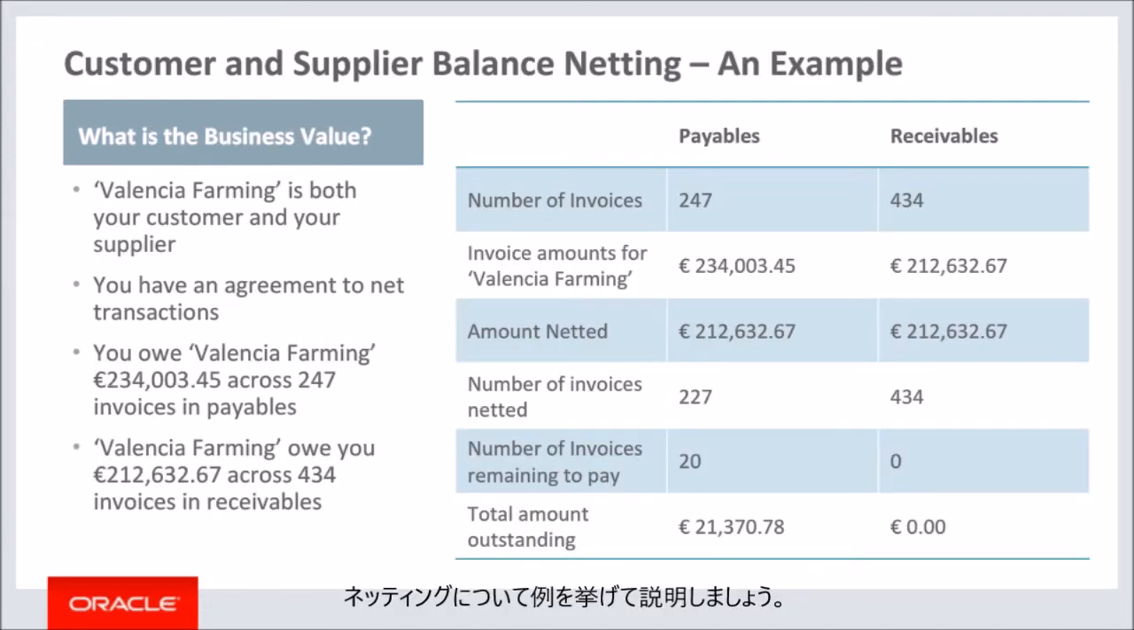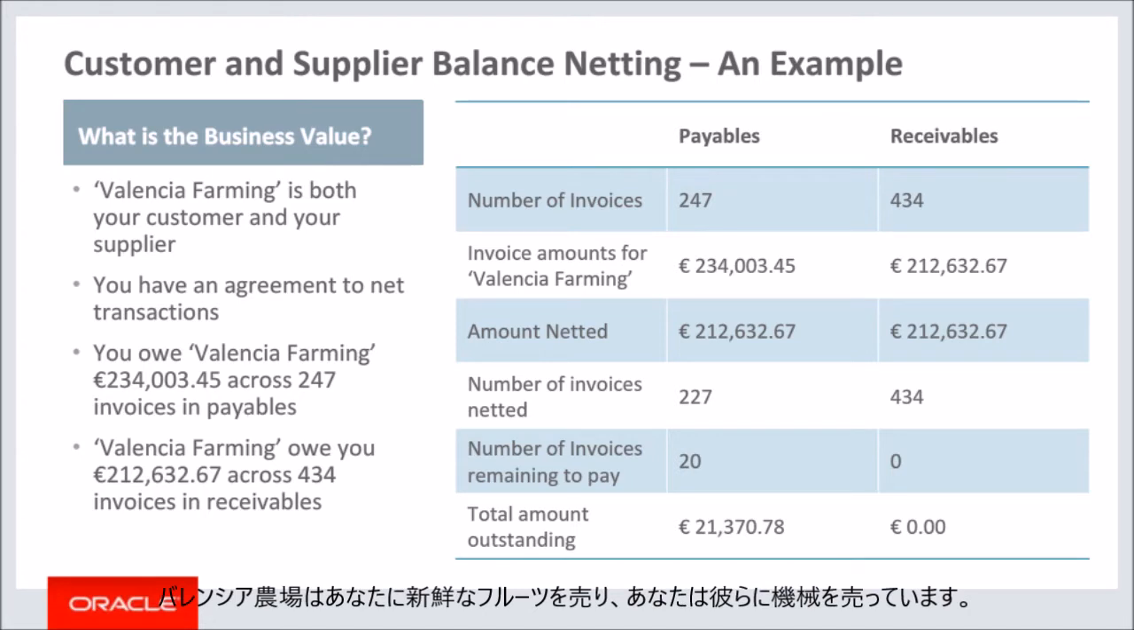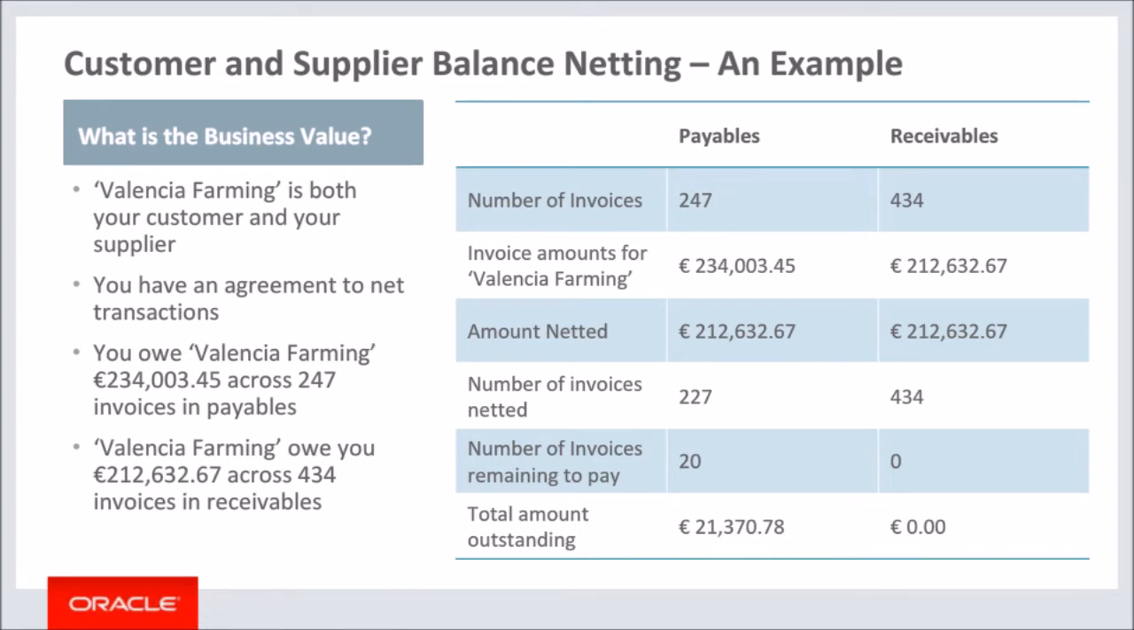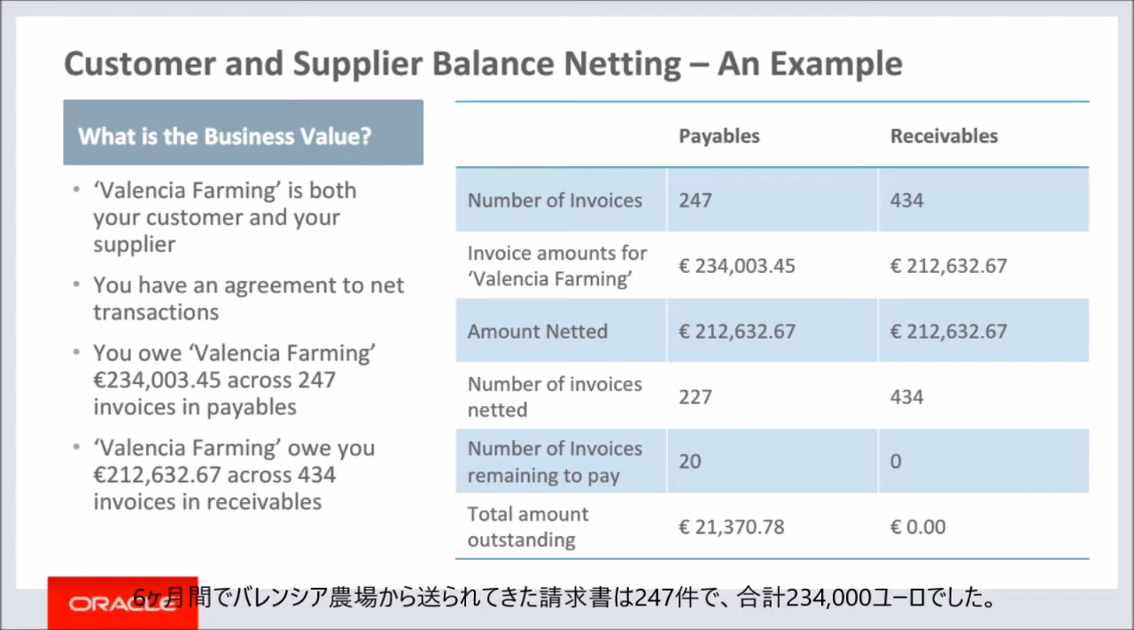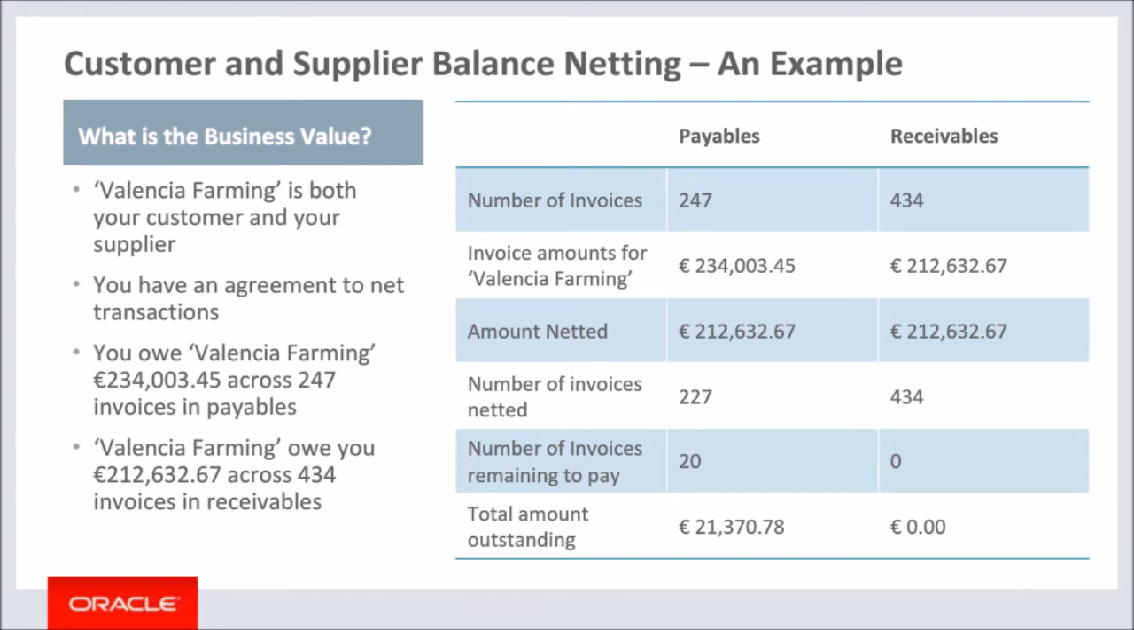Netting is best explained within an example. Imagine your company trades with Valencia Farming. Valencia Farming is both your supplier, since they sell you fresh fruit, and they are your customer. You sell them machinery. Over a period of 6 months, Valencia Farming have sent you 247 invoices that total just over €234,000. Similarly, over the last 6 months, you sent them 434 invoices totaling just over €212,000 for machinery parts.